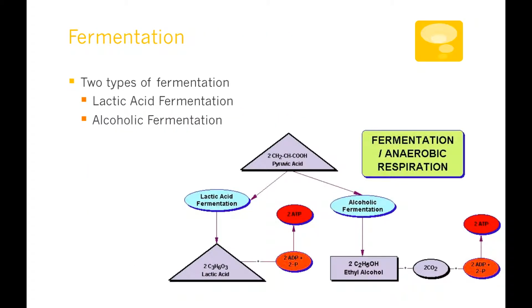Fermentation. We have two types of fermentation: lactic acid fermentation and alcoholic fermentation. This is an anaerobic process. It does not use oxygen. So our electron transport chain and our Krebs cycle all require the presence of oxygen, and it is a highly efficient process. Fermentation is a less efficient process, and it is used when the cell lacks oxygen.